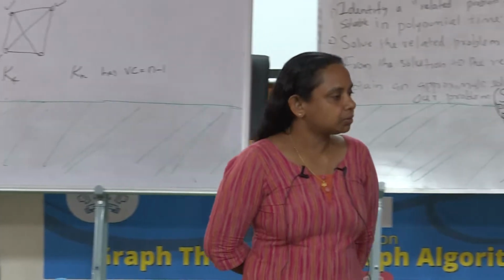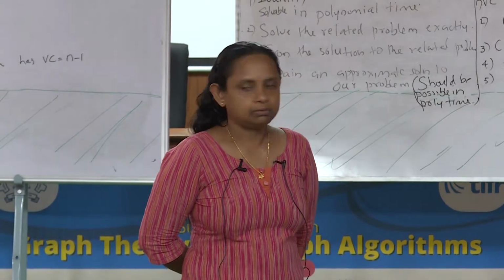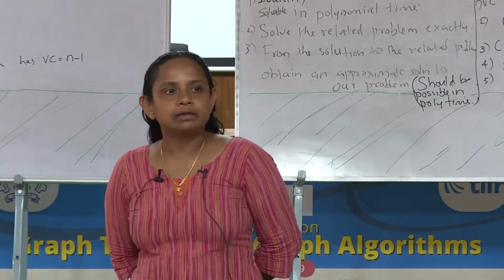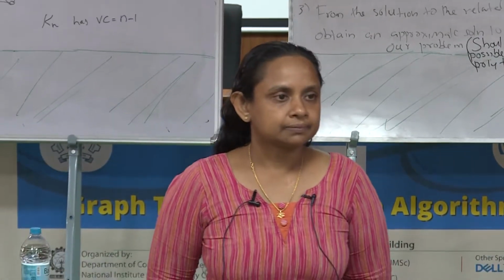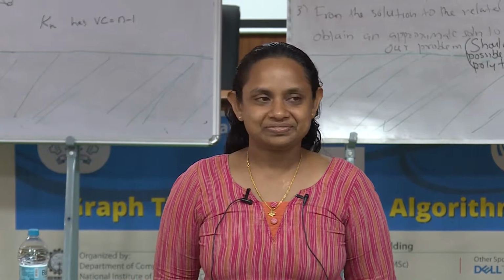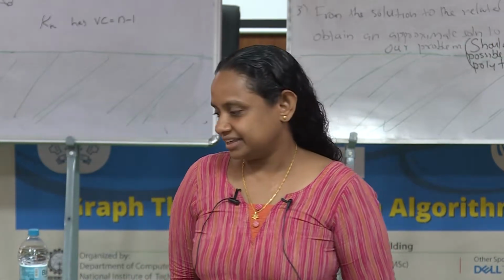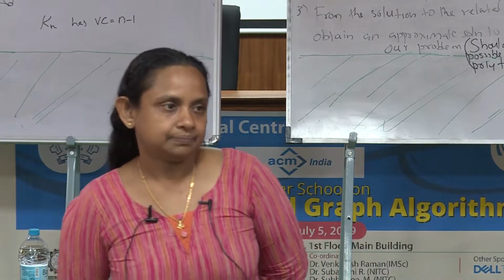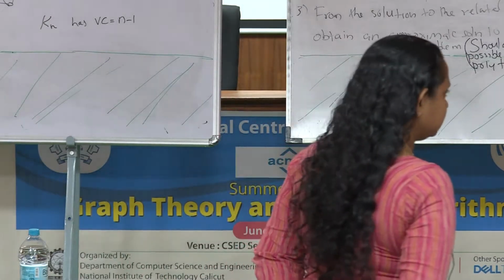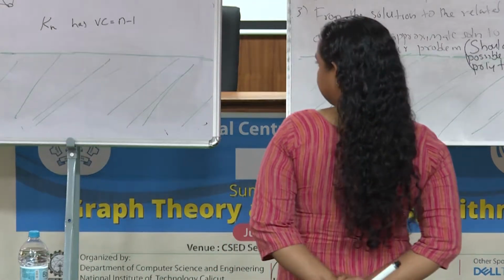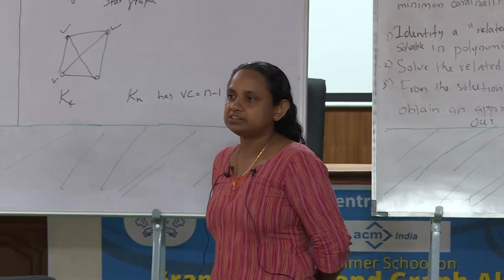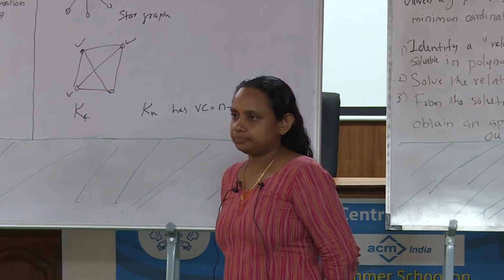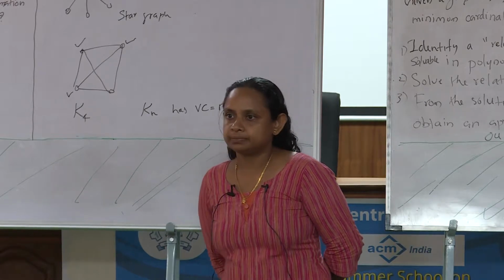You all have the problem sheet with you? Okay. Then we can maybe even try now. How do we find the vertex cover of a tree in polynomial time? Can you try? It is easy to find a minimum vertex cover of a tree in polynomial time. What is a tree? Connected acyclic graph, right? How do we do that?